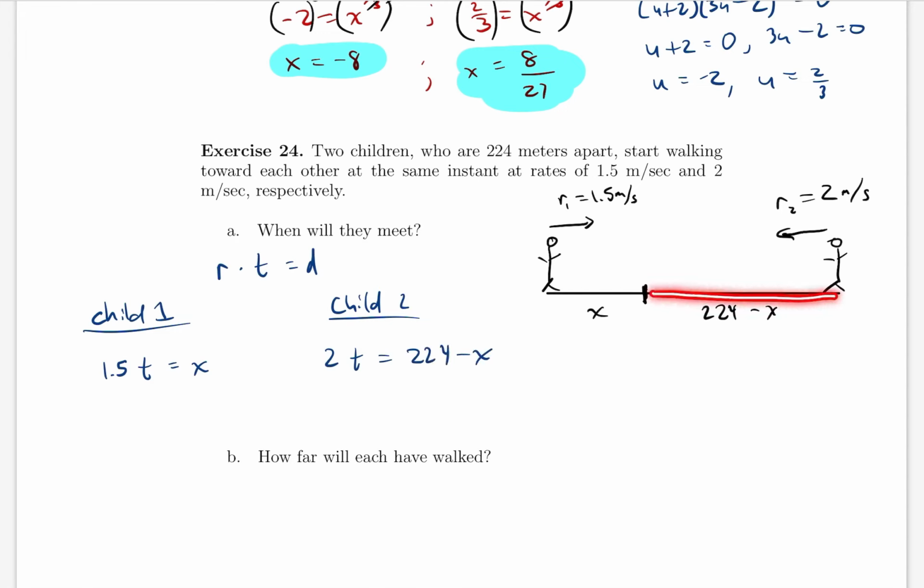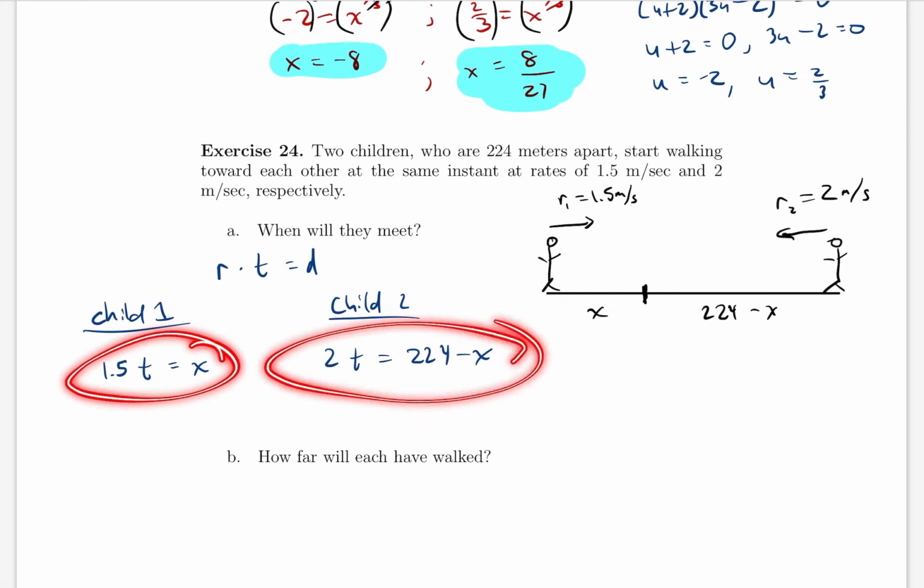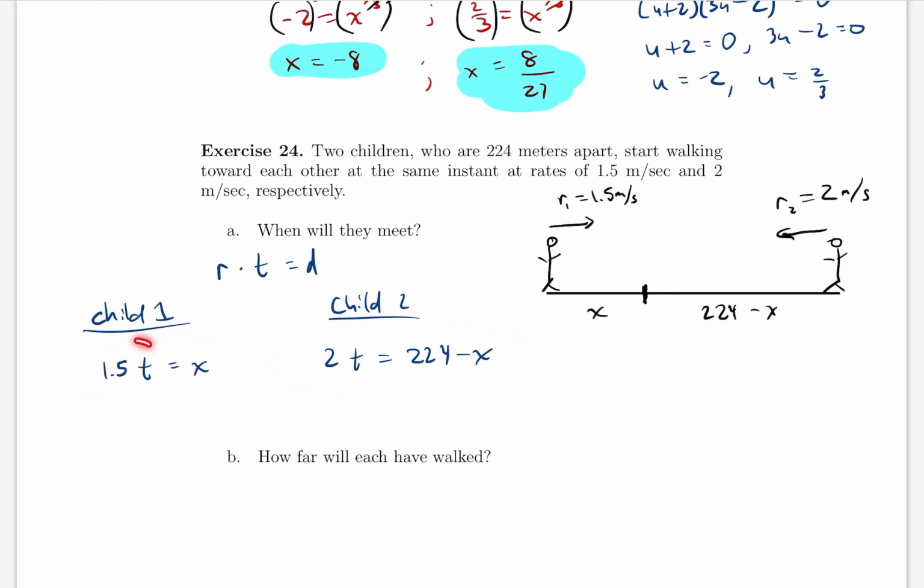So here's the distance that child 2 travels. This is a rate, and this is the time. This is the distance that child 1 travels. This is a rate, and this is the time. Now we have two equations with two variables, which means we should be able to solve. And I would highly recommend the substitution method. So I'm going to substitute this into x, because that's what x is equal to. If you do that, you're going to rewrite the second equation, which is 2t equals 224 minus, instead of x, we replace that with 1.5t. And now we have an equation in one variable, which we can solve by adding 1.5t to both sides.